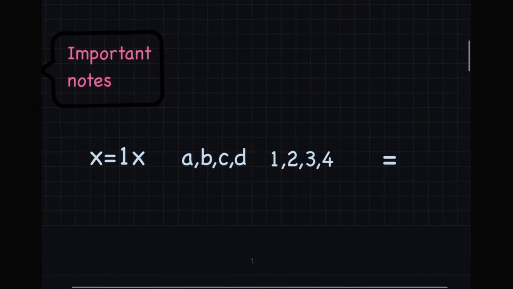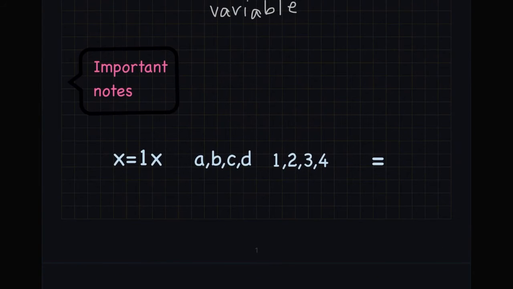Let's look at some important notes that will help you a lot. In the first one, it's written that x is equal to 1x. Now what does that mean? Yes, it means that 1 into x gives us x itself. So it's not necessary to write 1.